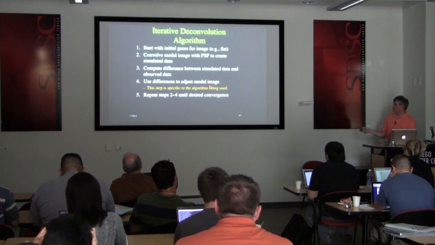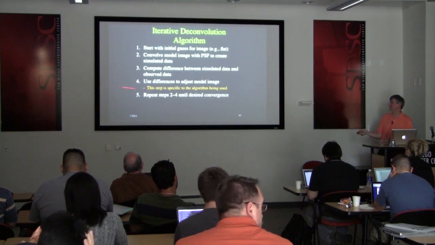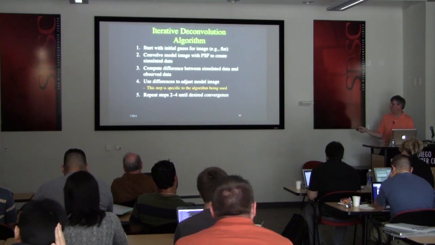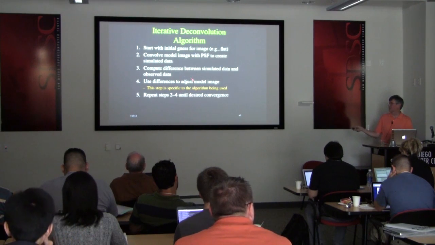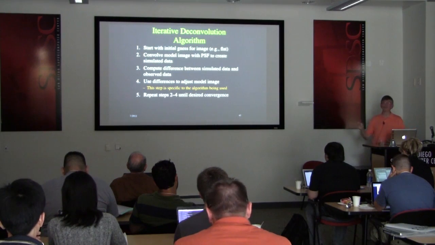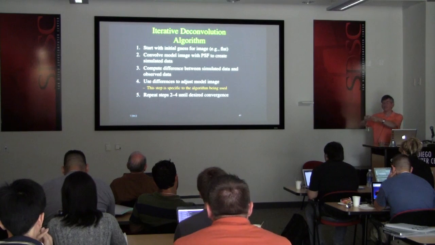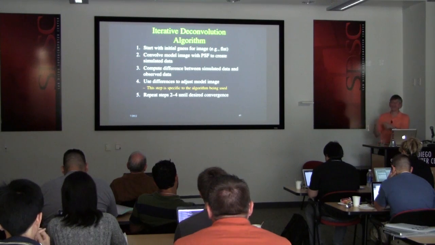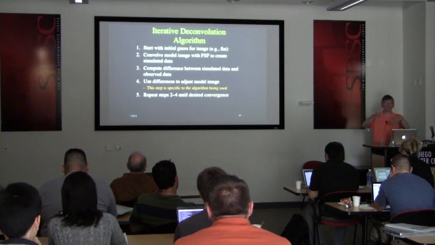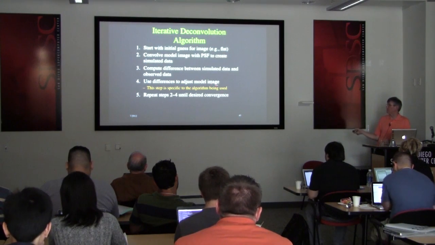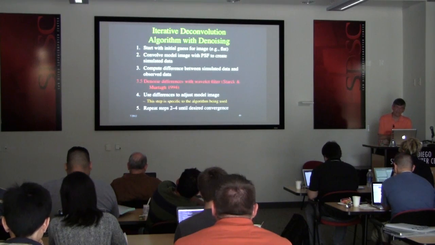You use the differences to adjust the model image, and this is the step that depends entirely on which algorithm you're talking about. There are lots of different algorithms, and they differ entirely in exactly this computation of the difference and the application of the difference to adjust the model image. But the idea is pretty straightforward. If the model image is too faint somewhere, let's make the image before blurring brighter there. If the model image is too bright, let's make it fainter there. So you adjust the image to get a better fit to the data, and then you repeat. You take your new, adjusted image. All the details are in this step, and it's a straightforward idea.